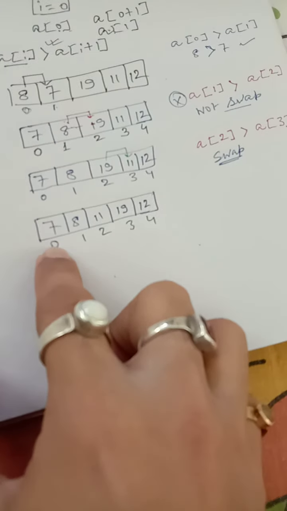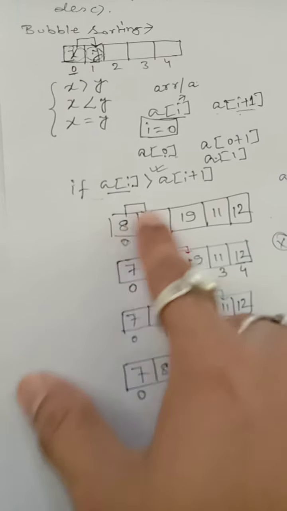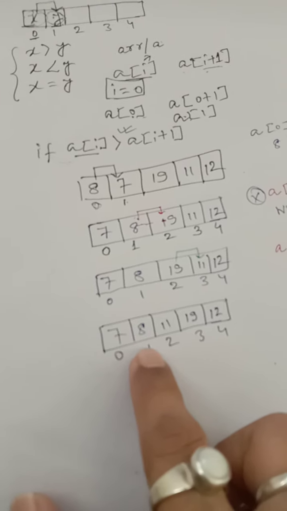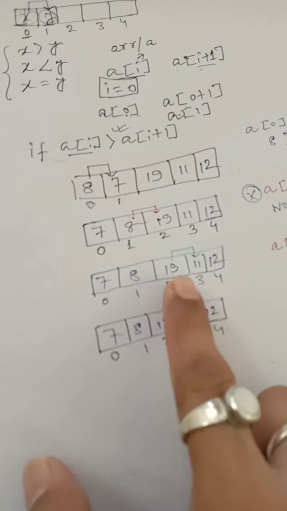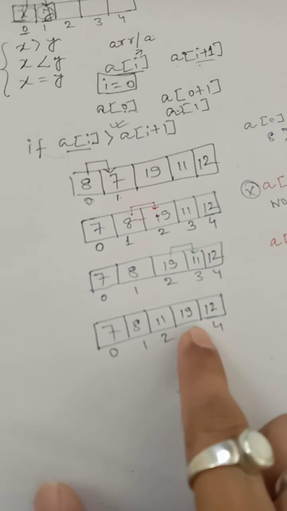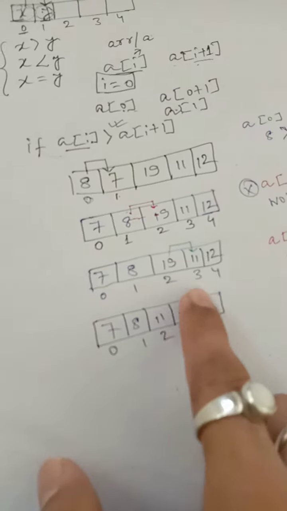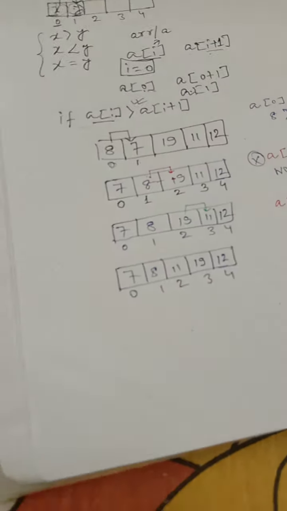7 is already placed in 0th position, as it was done in the very first portion of our algorithm. Now 8 is in first position. Among 19 and 11, they are being swapped. That means 11 is placed on second position and 19 is placed on third position.